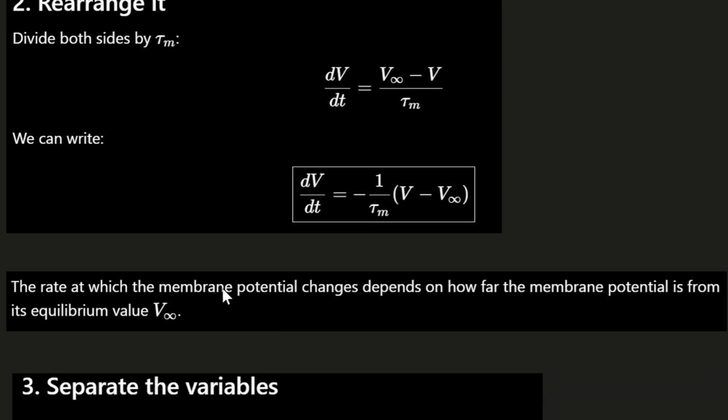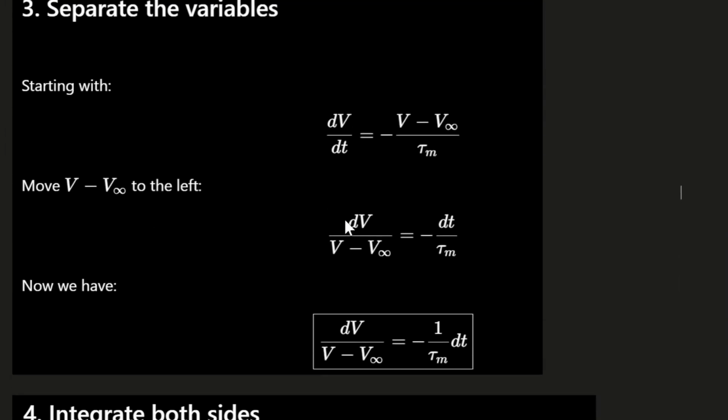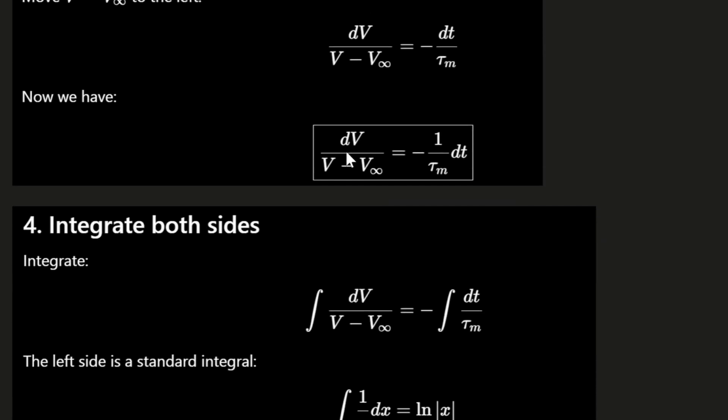So this states that the rate at which membrane potential changes depends on how far membrane potential is from the equilibrium value. If it is very near it, small change. If it is very far from this, a huge change. Then we carry on. We move all the v terms on one side and the rest of the terms on the other side. So we have something like this. Then we have to get rid of dv and dt. We do this by integrating.